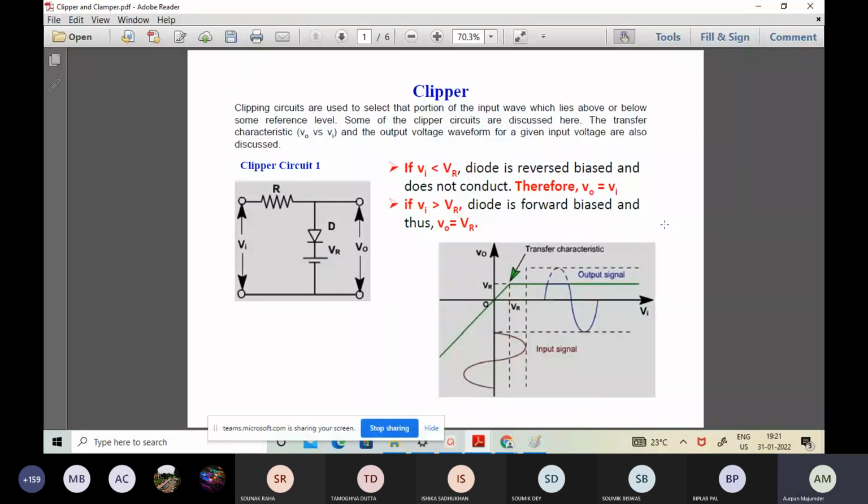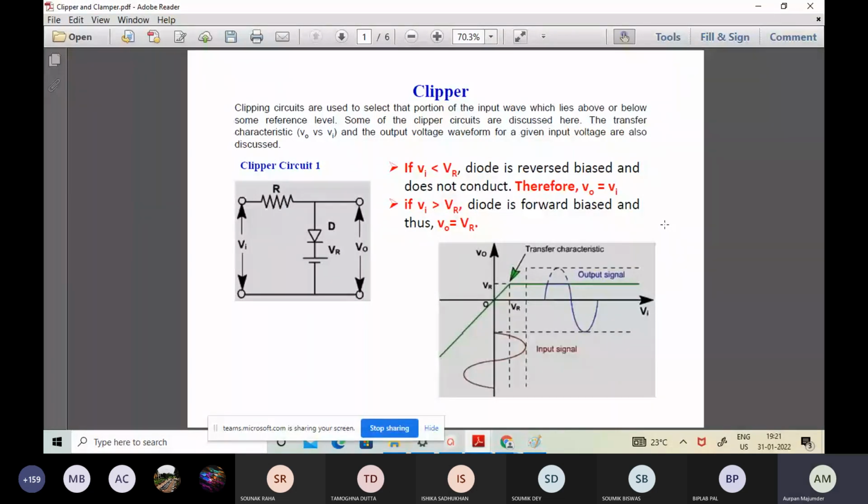So clipper and clampers. Now, what do these circuits do? When we talk about a clipper, it specifically indicates that you are clipping off the voltage at a certain level. That is, you are not allowing the voltage to exceed that particular level. You're clipping it off to a certain fixed level, obviously beyond a certain reference when it comes into operation.